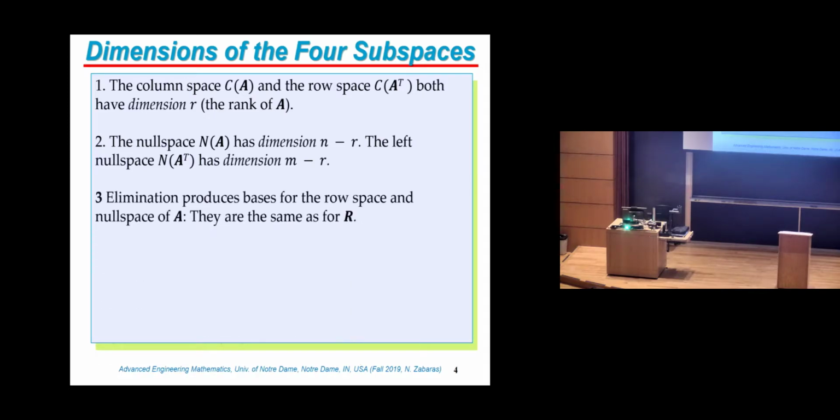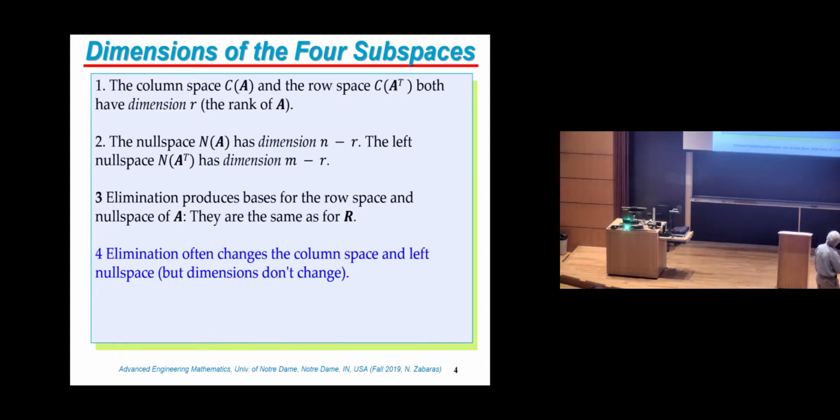So all the information, hopefully you have realized this by working on the homework, all the information regarding these 4 fundamental spaces is contained in this matrix R. Everything is there, all right? And so we will see this again today.